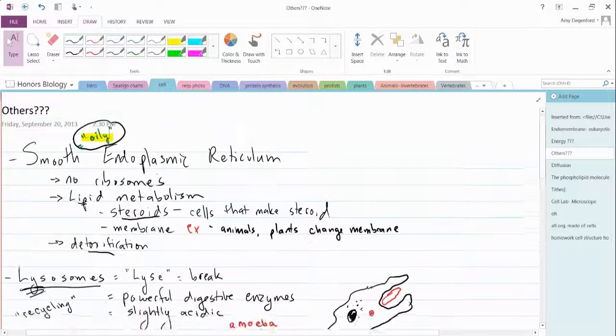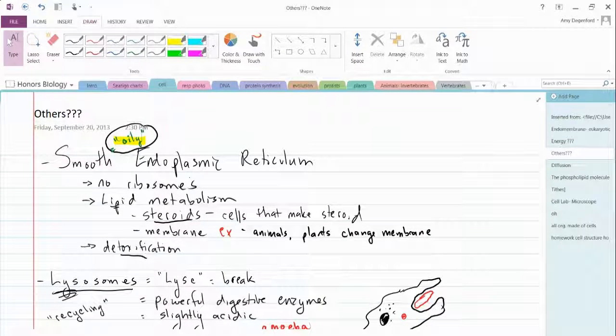So what are some of the other ones that we have? Well, we haven't gone over the smooth endoplasmic reticulum yet. And the smooth endoplasmic reticulum is smooth because there are no ribosomes on it. And so it's going to be useful for lipid metabolism. And lipid metabolism, that means we're going to be making or changing lipids. So things like steroids or the membrane lipids, any cell that is going to be making or converting lipids needs smooth ER.